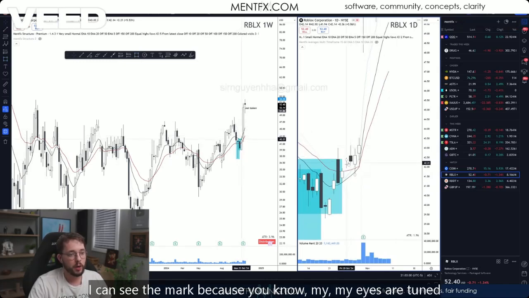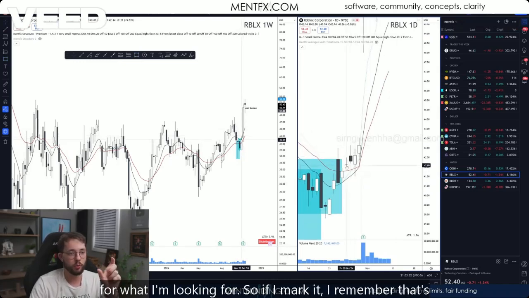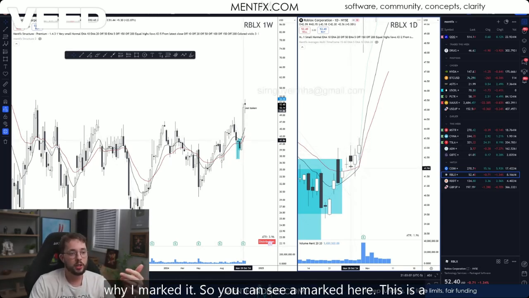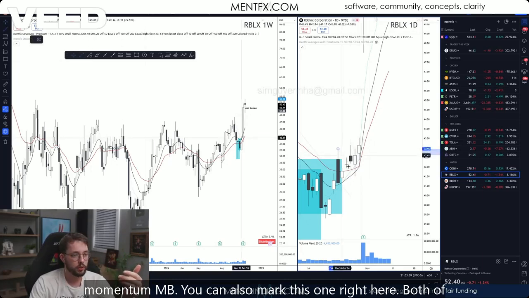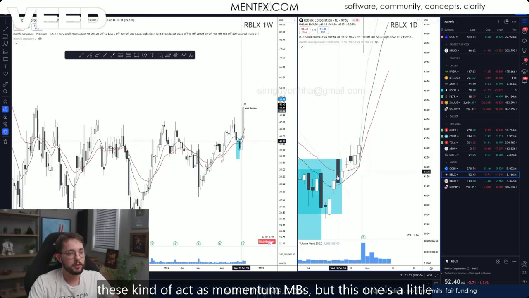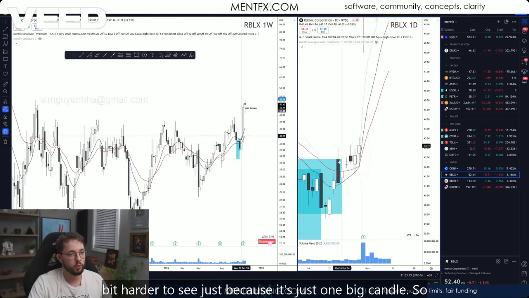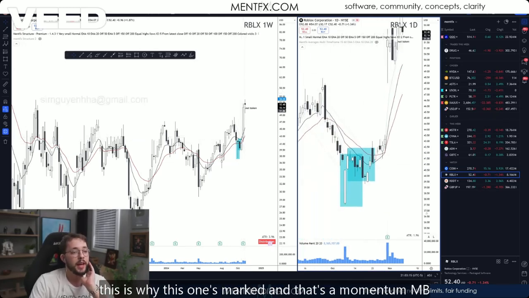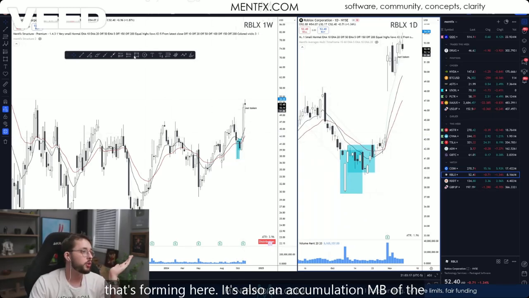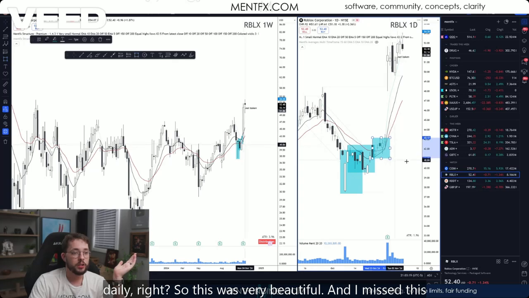I can see the mark because my eyes are tuned for what I'm looking for. So if I mark it, I remember that's why I marked it. You can see it marked here. This is a momentum MB. You can also mark this one right here. Both of these act as momentum MBs, but this one's a little bit harder to see just because it's one big candle. So this is why this one's marked, and that's a momentum MB that's forming here. It's also an accumulation MB of the daily. So this was very beautiful.